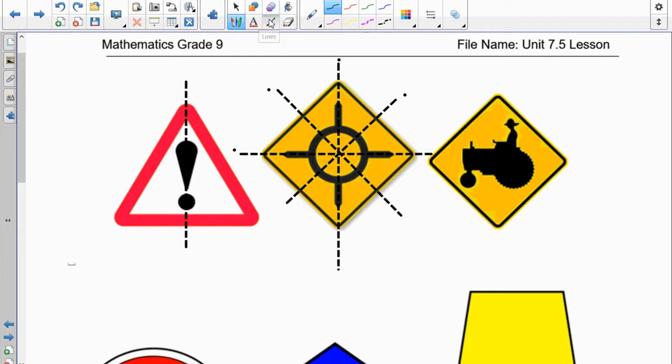Now, over here on this tractor, there's no symmetry at all. There's no way you can cut this so that it would allow part of this to fold over and match perfectly. So this particular one has no lines of symmetry. So there's 0 lines of symmetry here.